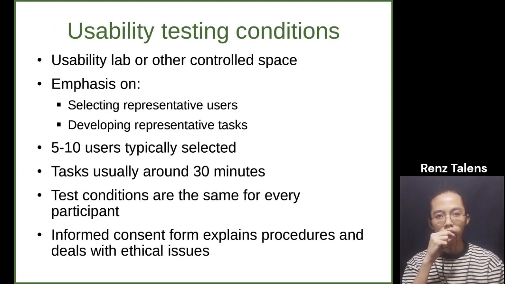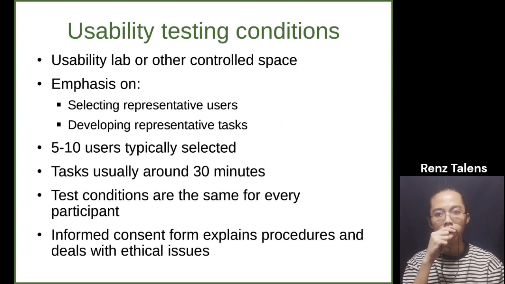Usability test conditions: usability lab or other controlled space. Emphasis on selecting representative users. Developing representative tasks. Five to ten users typically selected. Task usually around 30 minutes. Test conditions are the same for every participant. An informed consent form explains procedures and deals with ethical issues.